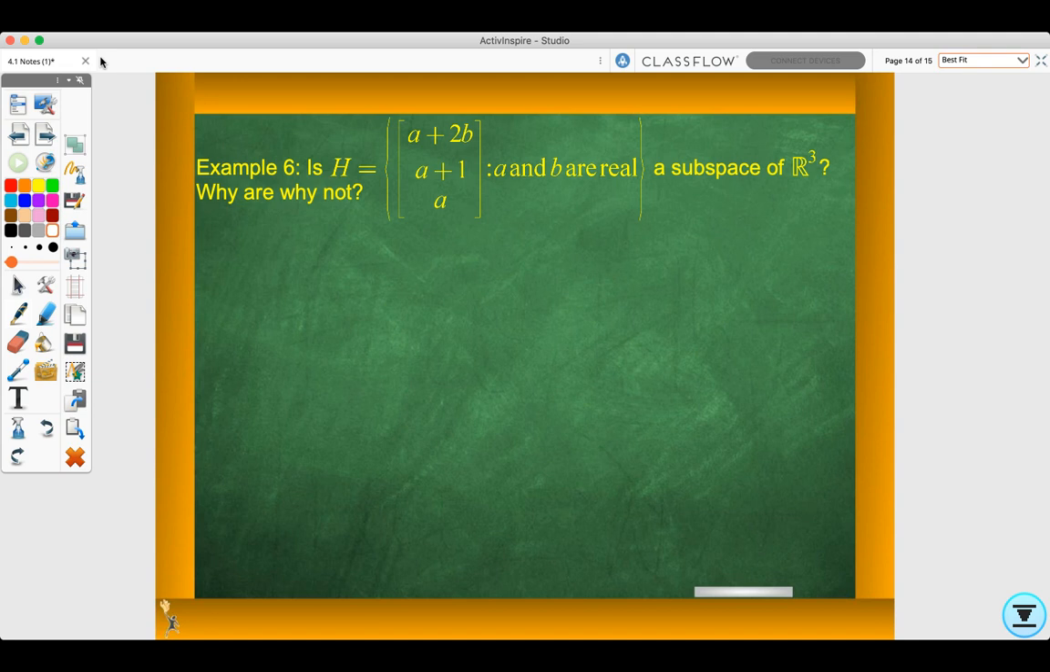Let's look at example 6. Is H = {(a plus 2b, a plus 1, a)}, where a and b are real, a subspace of R3? Why or why not? And just looking at this, you can tell that the 0 vector is not part of that. So our answer will be no, because our 0 vector is not part of H. There's no combination of a and b that will result in the 0 vector. Because if a was negative 1, it would make a plus 1 zero, but it wouldn't make this 0 here, nor would it make the top one 0.